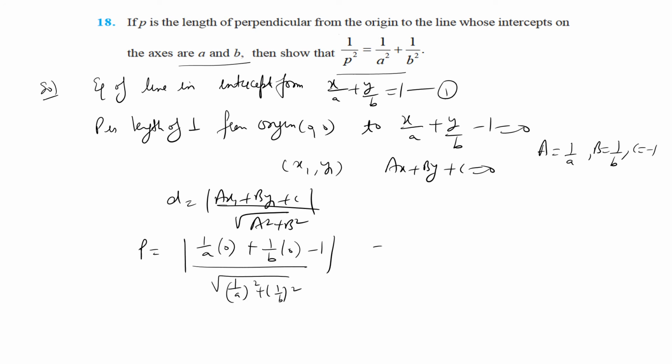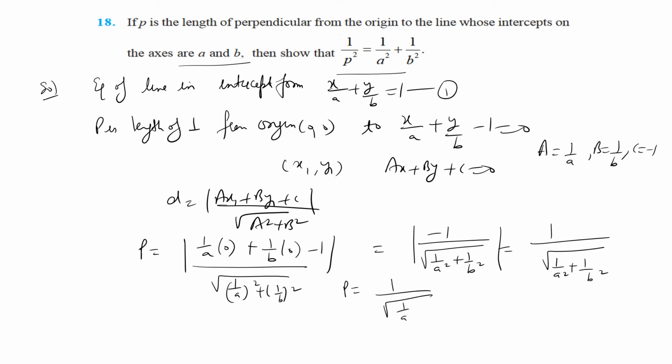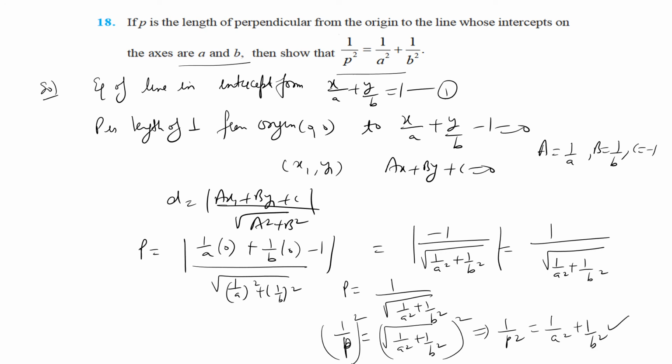So I get it as mod of minus 1 upon root of 1 upon A square plus 1 upon B square, which can be written out of the mod like this. So what I obtained is P is 1 upon root of 1 upon A squared plus 1 upon B squared. Taking the reciprocal, 1 upon P is equal to, this will go to the numerator. Now I will square both sides. So what will it give me? 1 upon P square. Now this root will get removed, and this is the desired condition which we require.